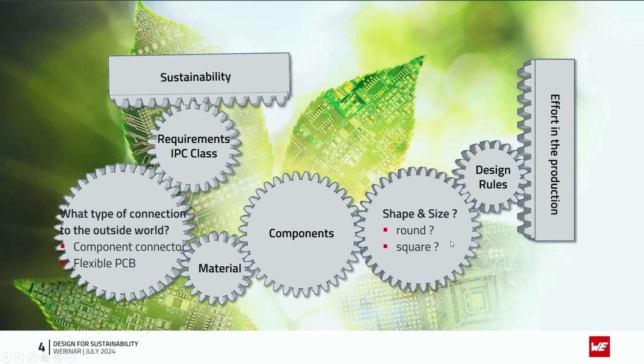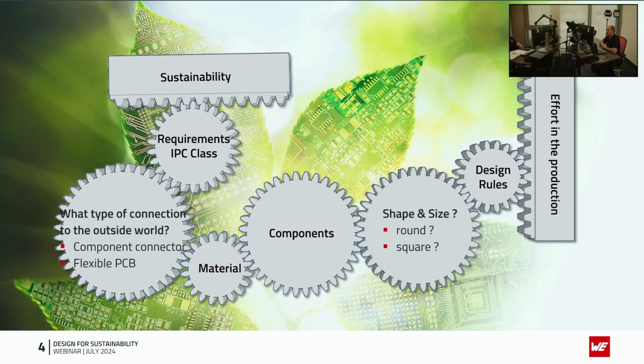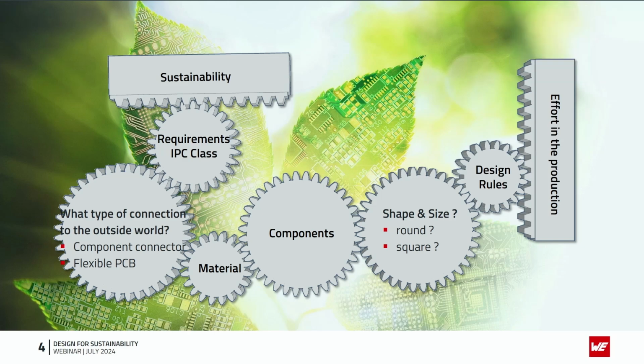For example, a round PCB takes more space in our production panel than a square one. Or the material: why does a PCB always have to have a thickness of 1.6 millimeters? Could it be thinner? If you use just 1 millimeter of thickness, it's 0.6 millimeters less material, and less material means fewer resources and more sustainability.